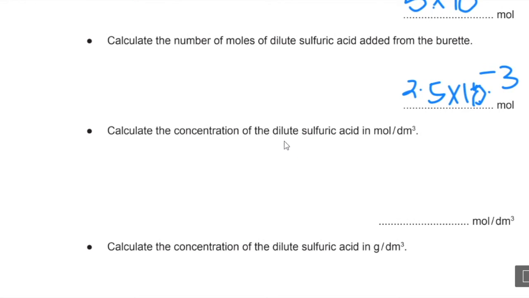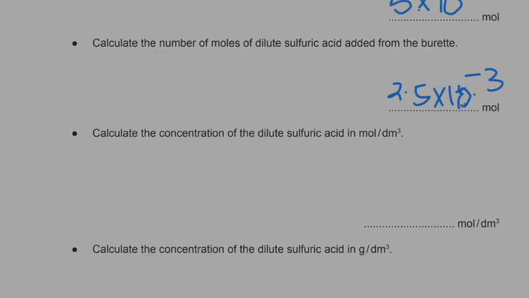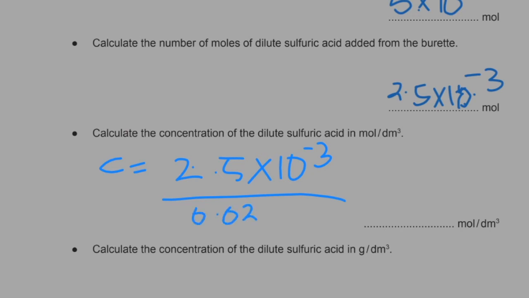Calculate the concentration of dilute sulfuric acid in mole per dm cube. So you have the number of moles and the volume given in the question data. Concentration is the number of moles divided by the volume, 2.5 times 10 to the power of -3 divided by the volume. So you first need to convert the volume, which is given in the question, into dm cube from centimeter cube. So 20 divided by 1000, which would be 0.02 dm cube, and this gives the answer as 0.125 mole per dm cube.